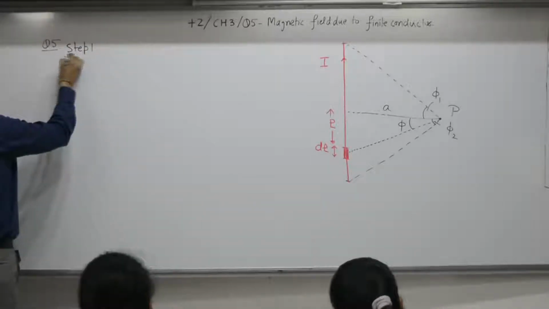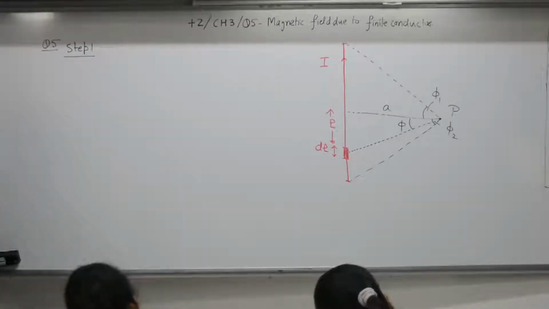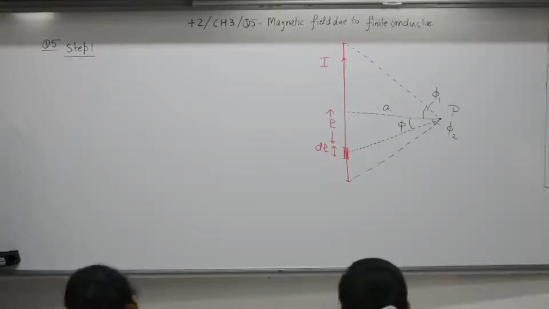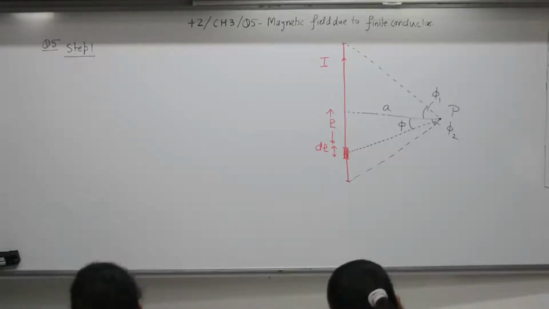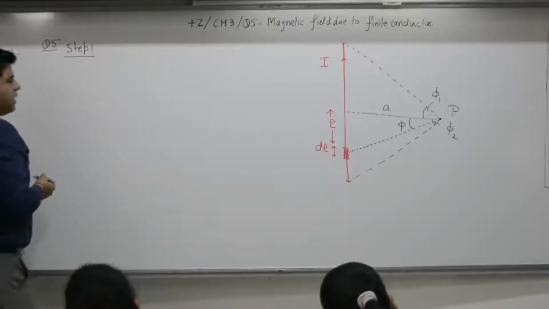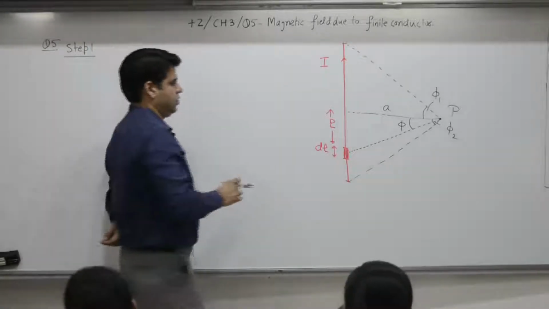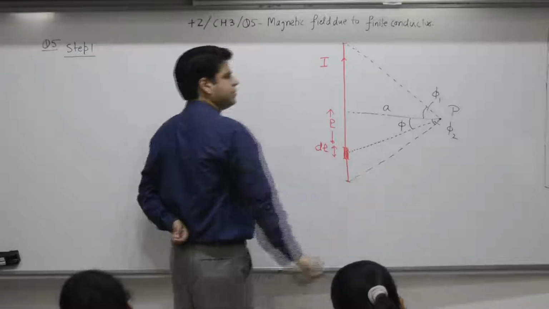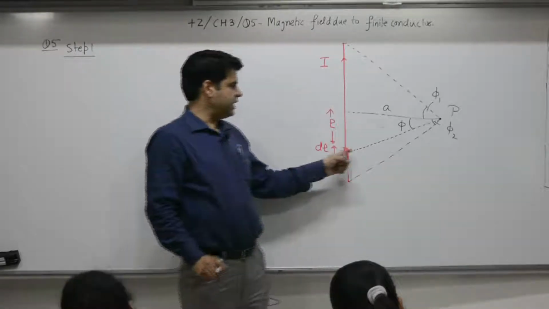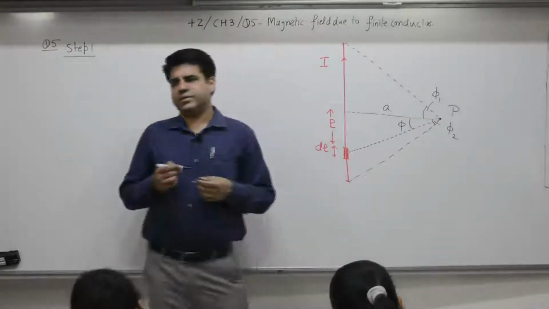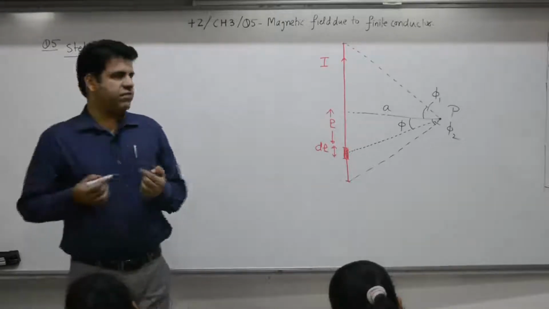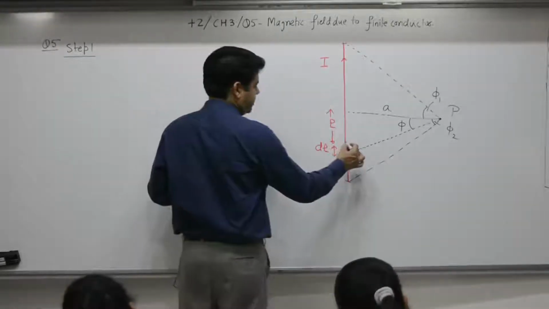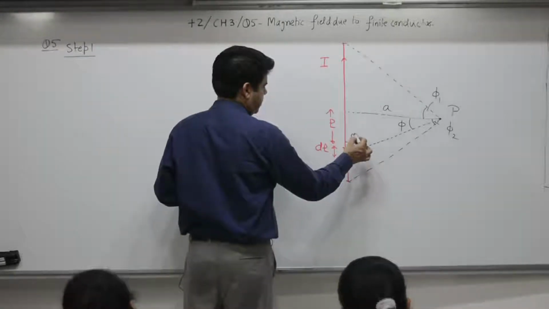Step 1. Apply Biot-Savart's law on this small element only to find the magnetic field at point P. This angle is given phi. Let me say this angle is theta.